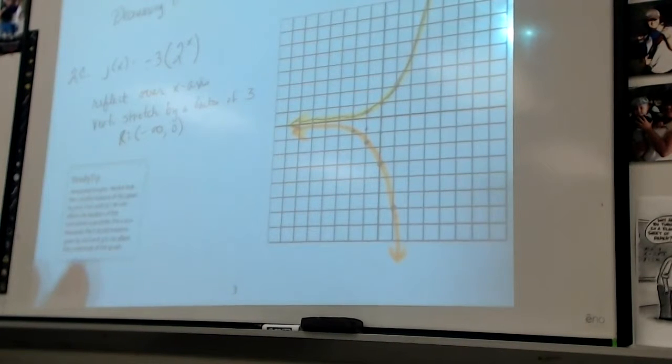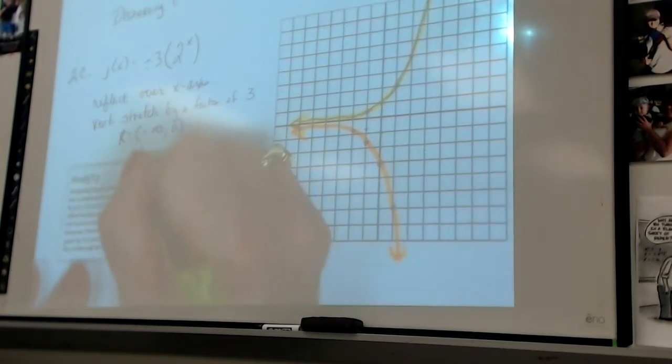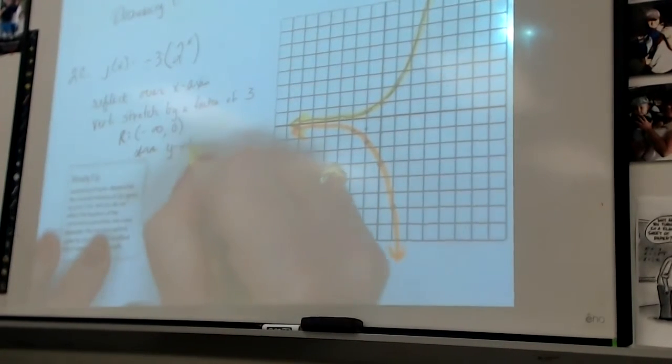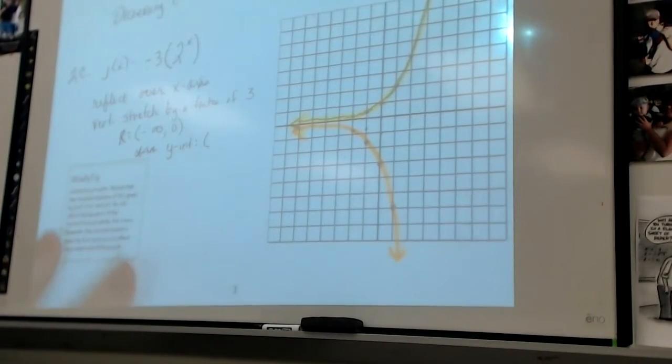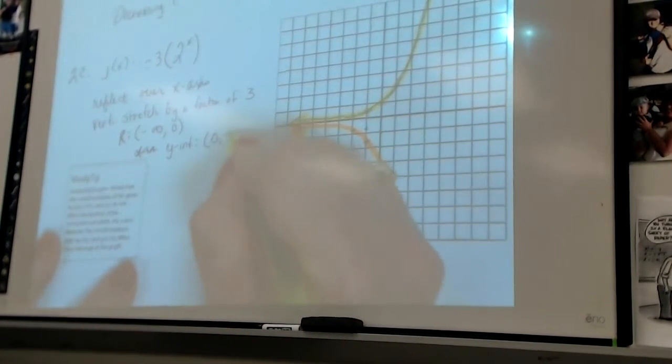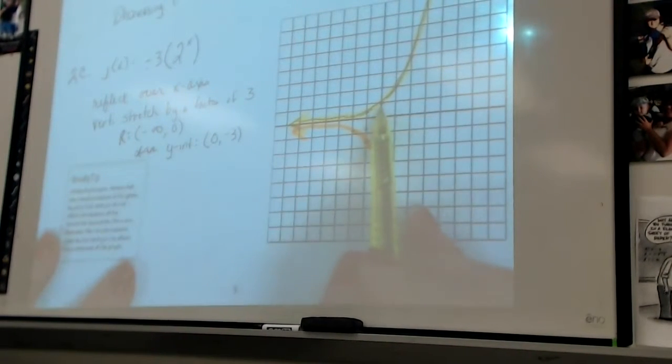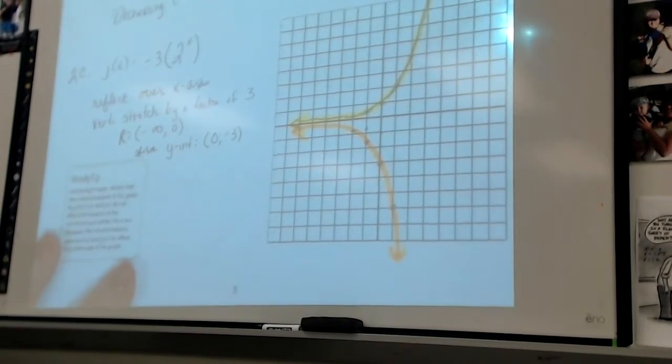Okay, what about x-intercept? There's still none. Well, we don't even need to write it. We're only going to write the ones that changed. Y-intercept. It changed, didn't it? What is it on this one? 0, negative 3. Which, if you think about it, if it was 1, you multiply that by negative 3. All right. Asymptote. Did the asymptote change? No. It's still the x-axis, y equals 0.